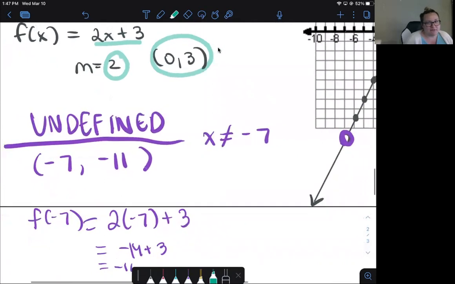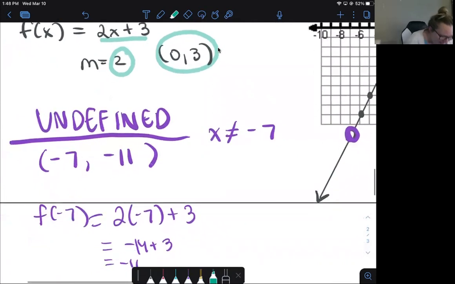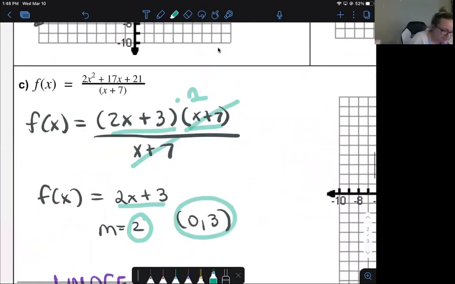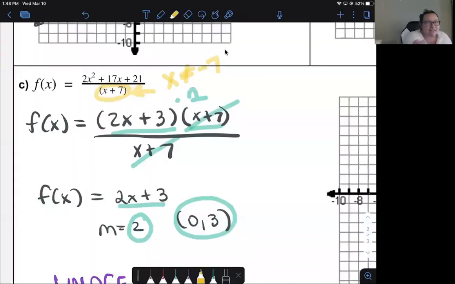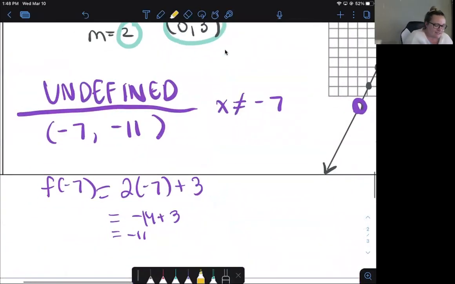Then to find my undefined point, I looked at my restrictions. So what is x not allowed to be? I have x plus 7 in my denominator. Therefore, x cannot be -7. So since x can't be -7, I plugged it into my simplified function of f of x equals 2x plus 3. I replaced x with -7. I got 2 times -7 is -14 plus 3 is -11. So my graph is undefined at the point (-7, -11).